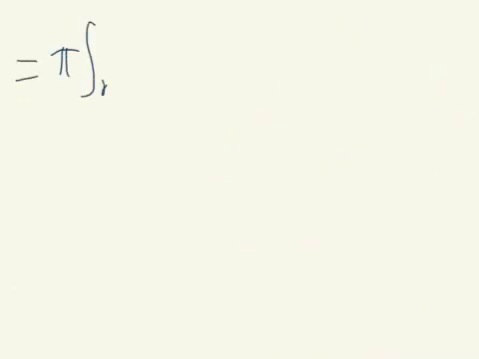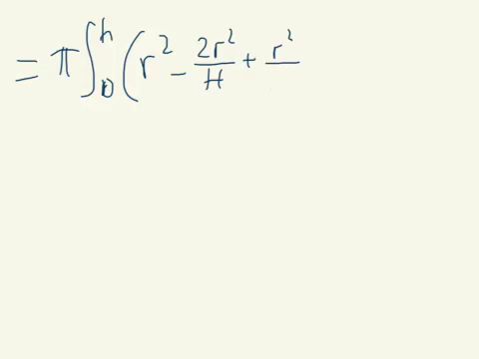Okay, so I'm going to go ahead and simplify. So we have 0 here, we have h here. And once you square that out before you integrate, you better do that. It becomes 2r squared over big H plus r squared over big H squared y squared.